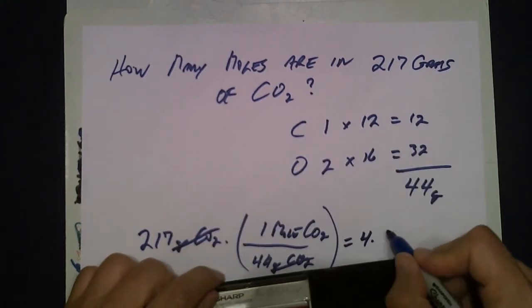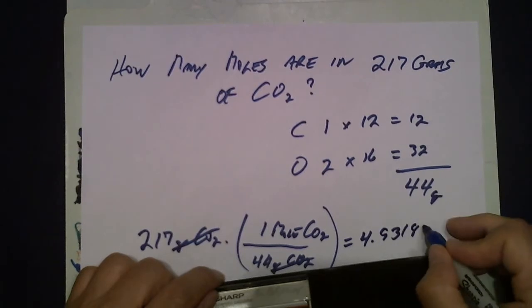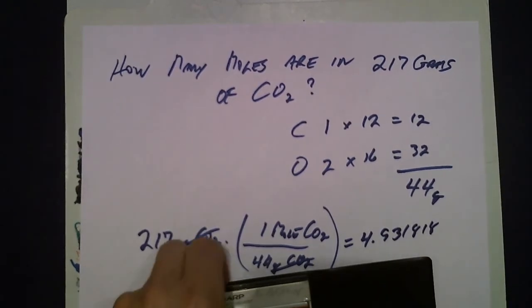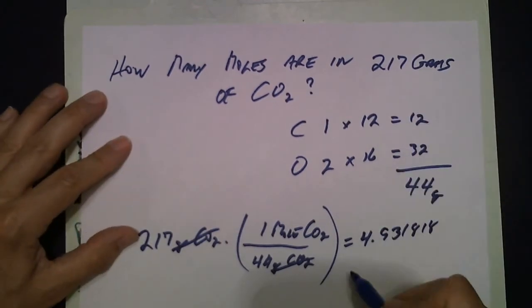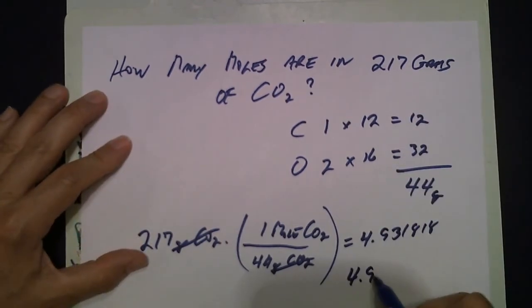That's going to be 217 divided by 44, which equals 4.931818. And that's way too many significant figures. We've got 3 up here. So the right answer I'd be looking for would be 4.93 moles. Okay, that's a good answer, 4.93 moles.